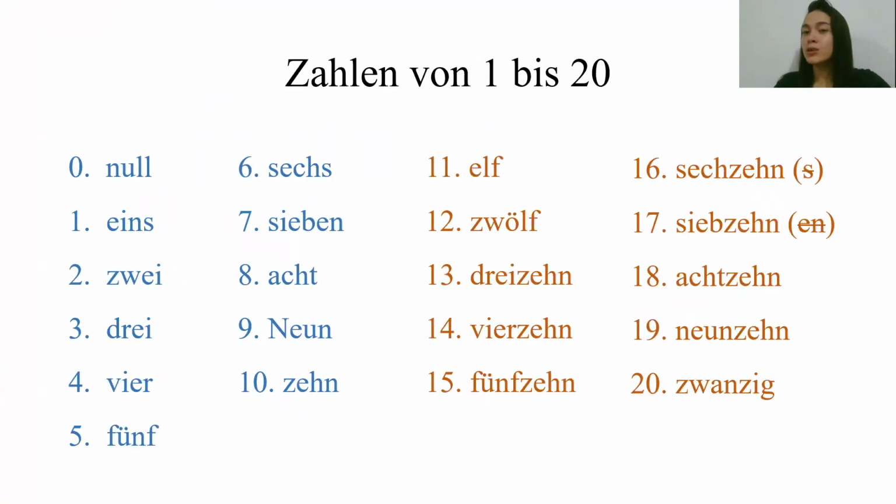Okay, on this list you can see the numbers from 1 to 20. I will read them out loud so you can imagine the pronunciation. I will read every number twice so you can repeat with me together. Okay, I will start.